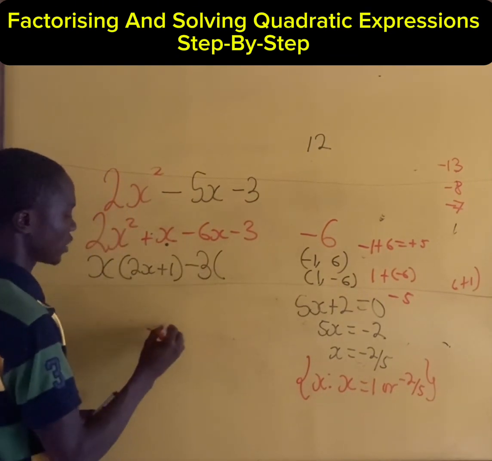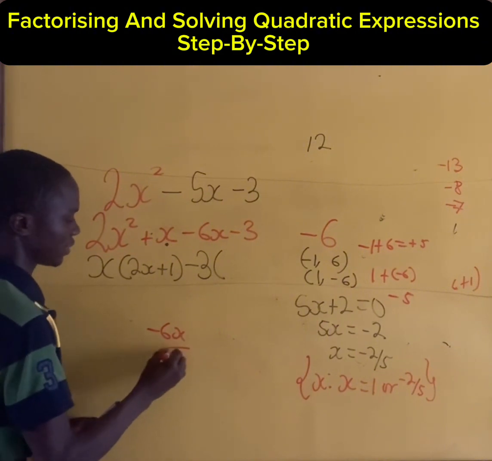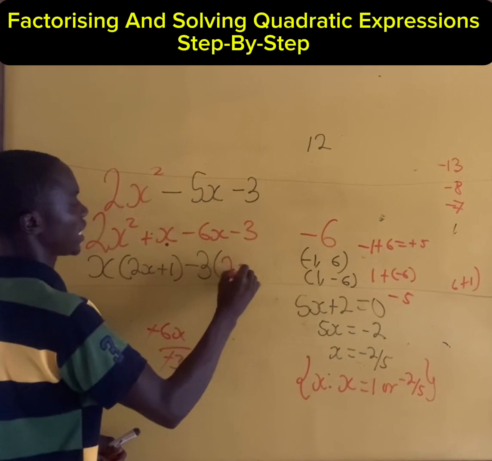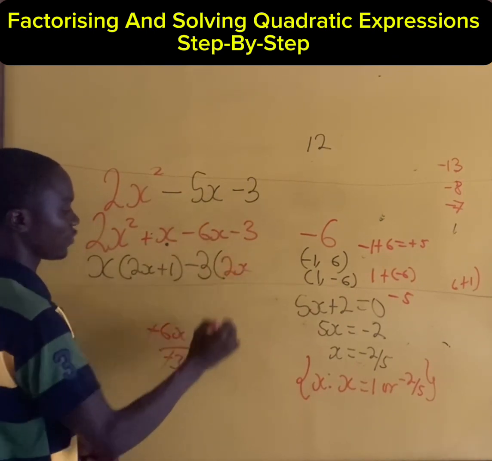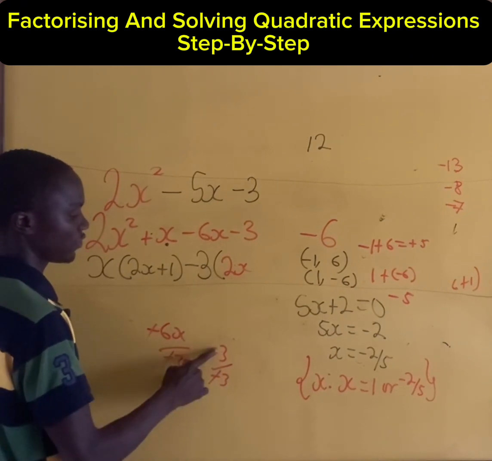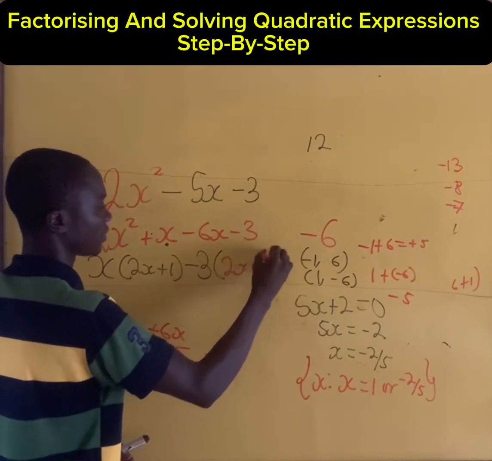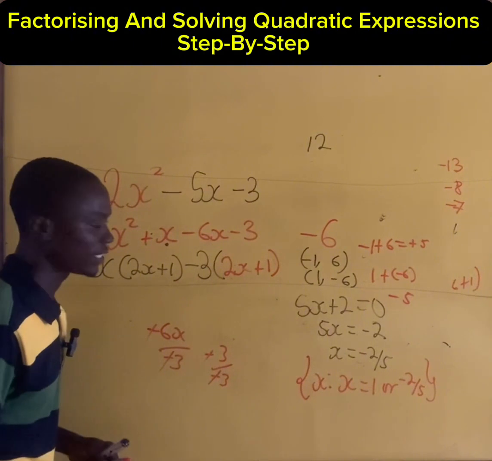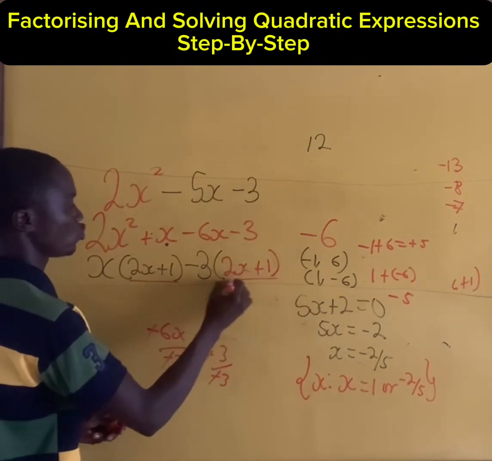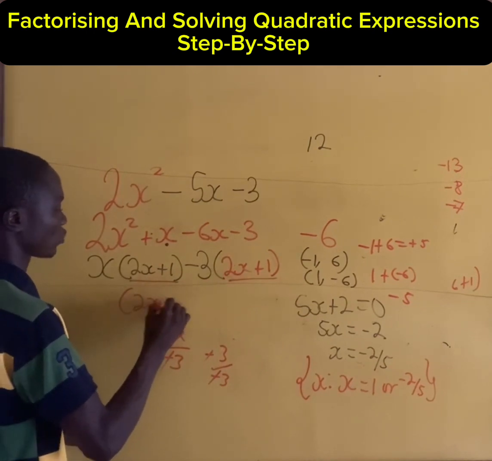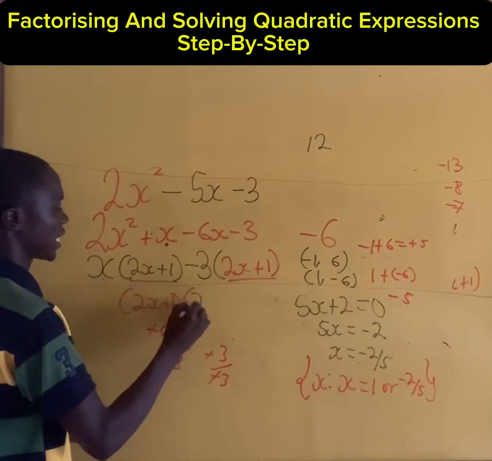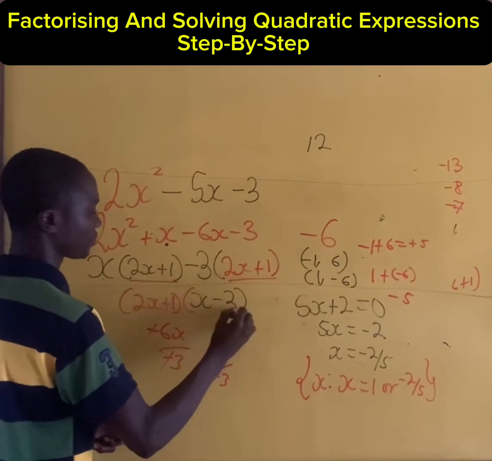So I will take minus 6x divided by minus 3. Minus will cancel minus, 3 will divide 6, 2. So I have here 2x. And then I have minus 3 divided by minus 3. Minus will cancel minus, 3 divided by 3 is positive 1. Let's continue. Now, I have 2x plus 1, 2x plus 1. So I'll put here 2x plus 1 times, here will remain x, and here will be minus 3.